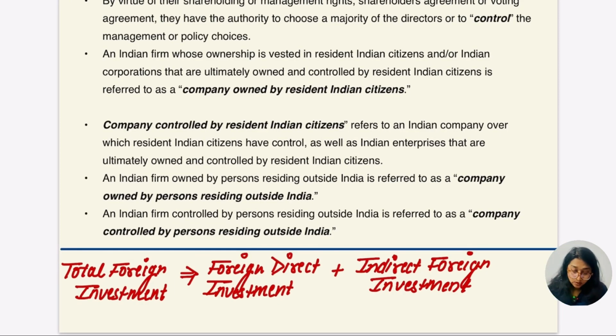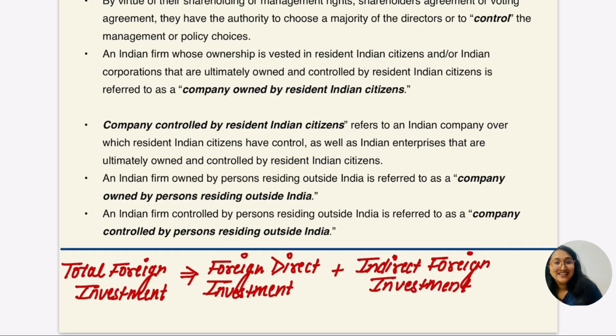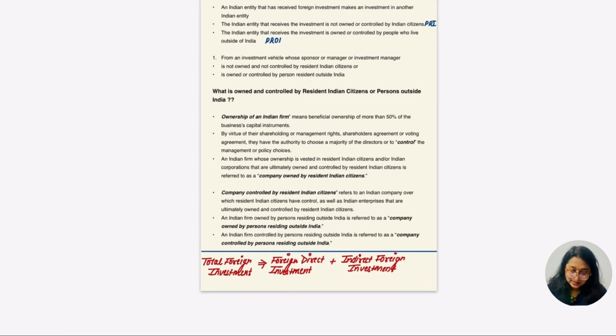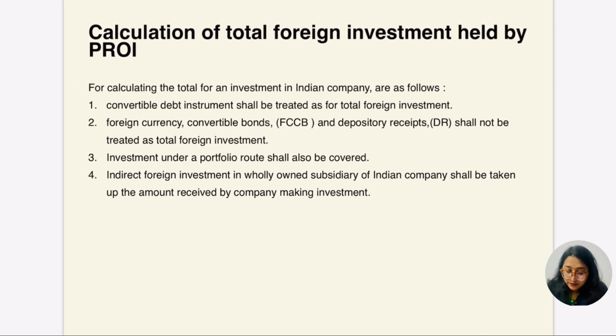Now I get to know about the total foreign investment, which is basically the two of foreign direct investment and indirect foreign investment. When these two come together, what would it be? The total foreign investment. Okay, this was all about this. Let's go for the calculation of total foreign investment held by PROI. For calculating the total foreign investment in an Indian company, the steps are as follows.